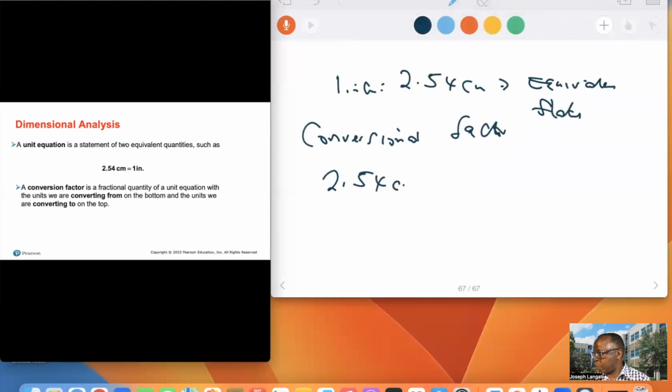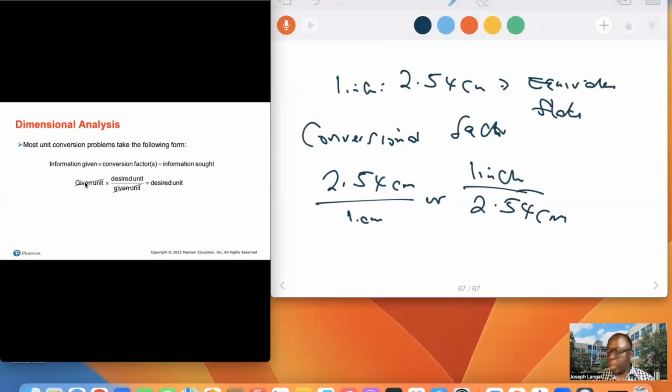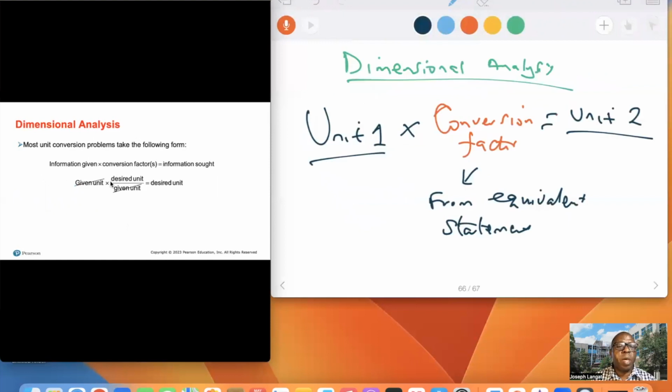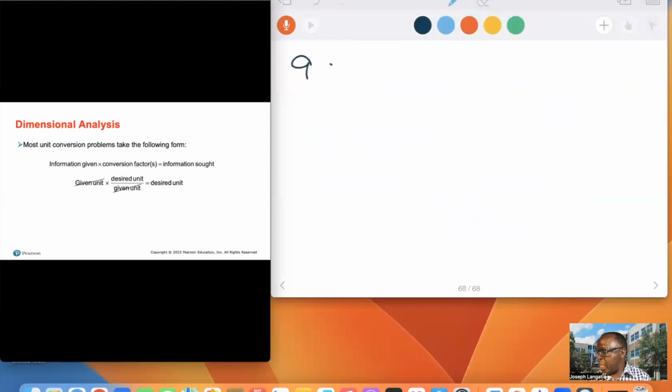And then conversion factors, depending on which one you want: 2.54 centimeters over 1 inch, or 1 inch over 2.54 centimeters. Out of this equivalent statement, we can use that so that unit 1, this is what I have here, is the same thing. Given unit times the desired unit so that you reconcile that, and then you get, for example, here, if I have 98.0 centimeters, equals how many inches?